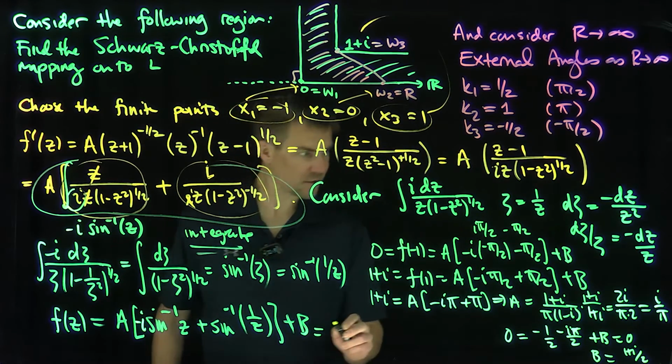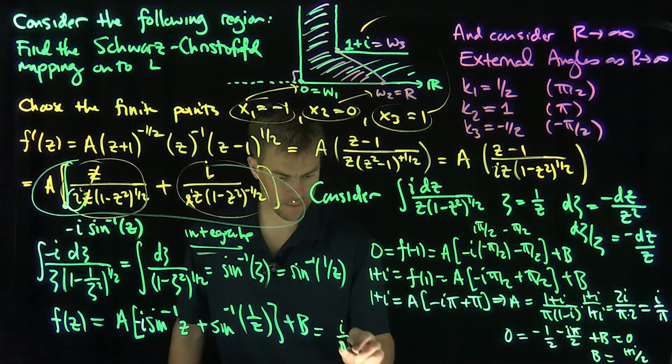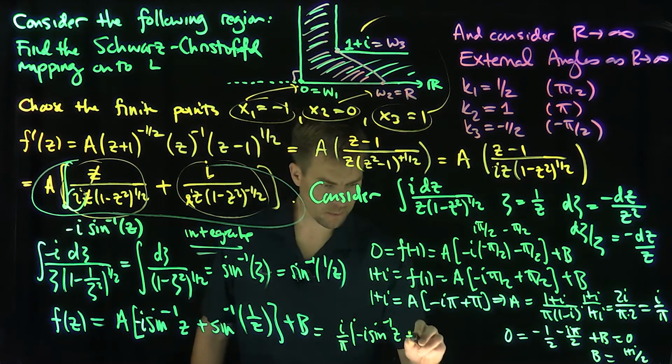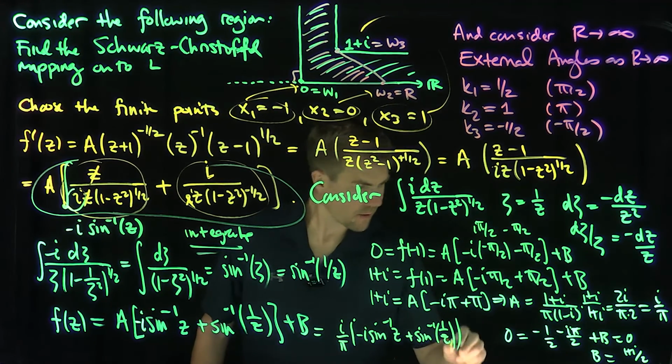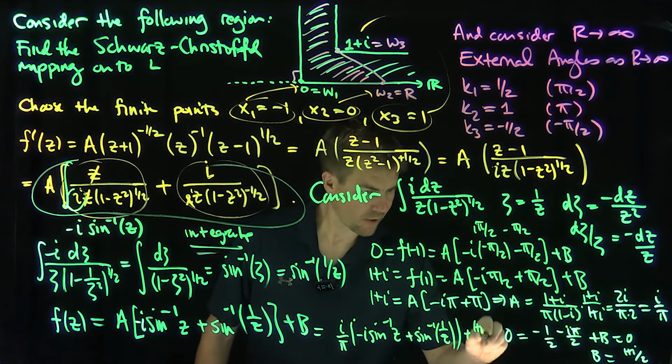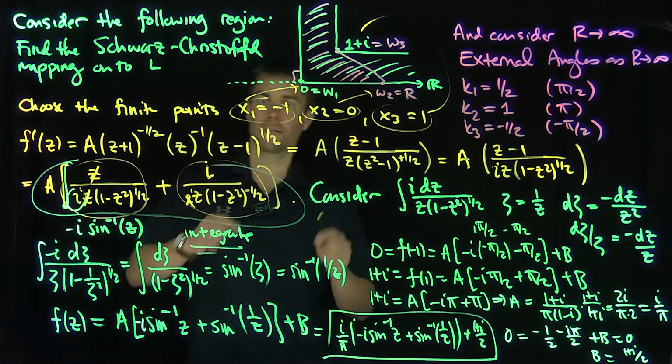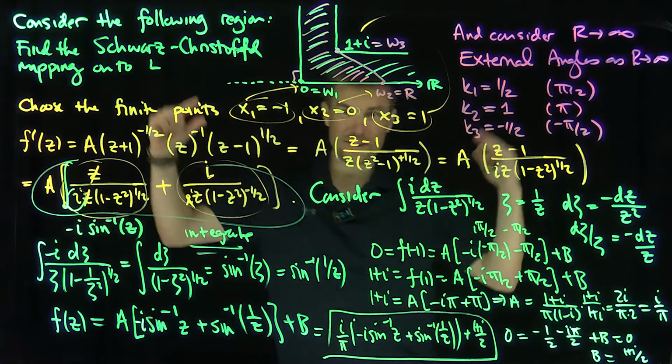So our final formula is just going to be i over pi, then negative i sine inverse of z plus sine inverse of 1 over z, plus 1 plus i over 2. And that gives us our Schwarz-Christoffel mapping for the mapping of the upper half space onto this boot-like region.